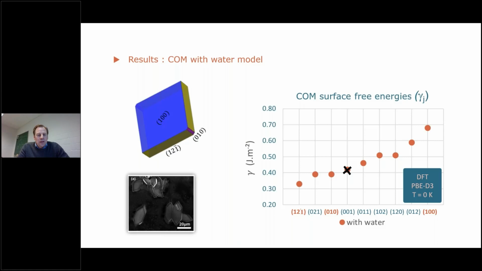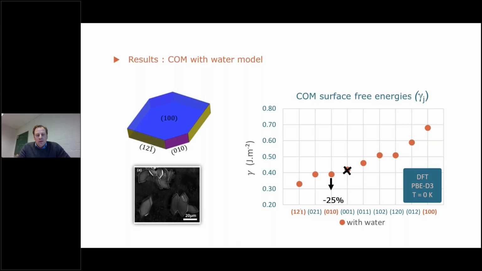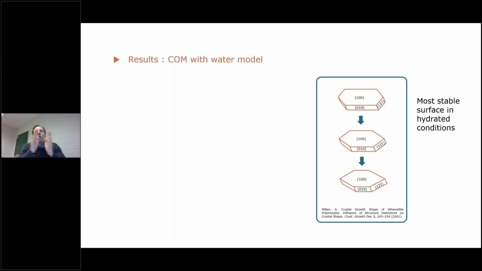And how do we grow that? Well, in fact, by making the 010 surface more stable. And this can also be a kinetic effect. And this is then what we obtain. So this is then more or less the idea. In fact, this idea of growing some facets, which is a kinetic effect, is seen in the synthesis itself, because we start from a shape like this to something which becomes more hexagonal. So there is some kinetic effect in the growth of the crystal.